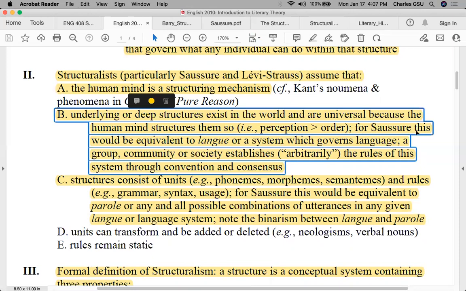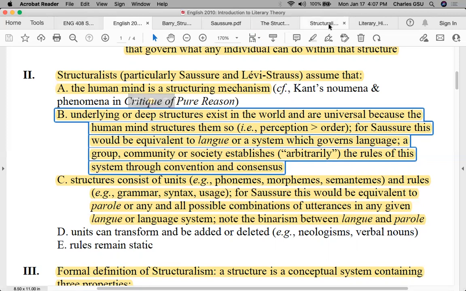For Saussure, this would be equivalent to langue, that's the French word, that's kind of where we also get the word language, or a system which governs language, okay? A group, community, or society establishes arbitrarily the rules of this system through convention and consensus.